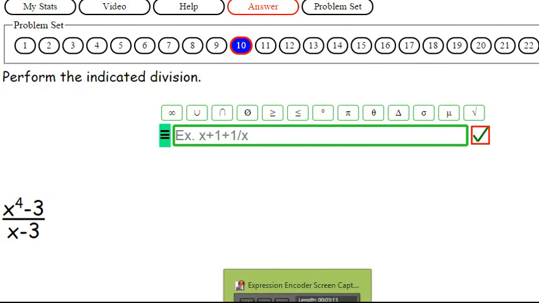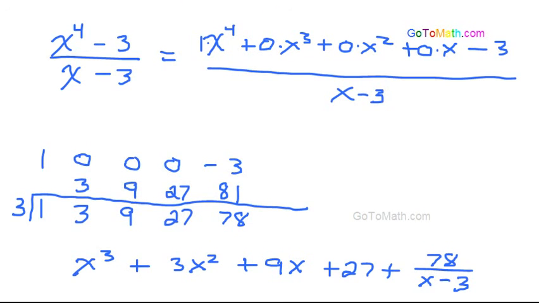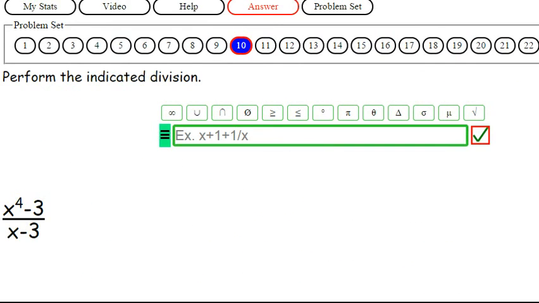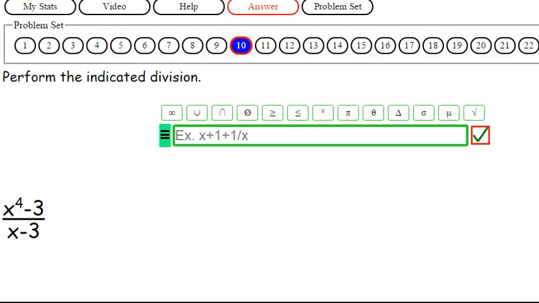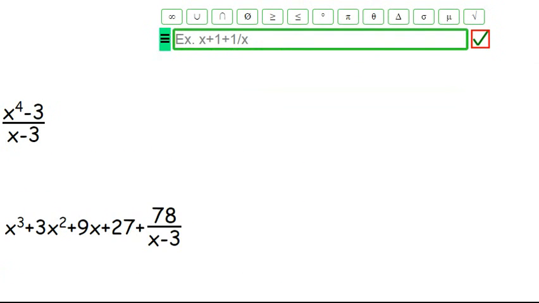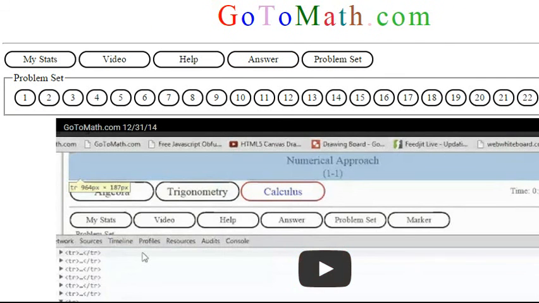What are we doing here? So we got x cubed plus 3x squared plus 9x plus 27, plus 78 over x minus 3. Okay, looks good.